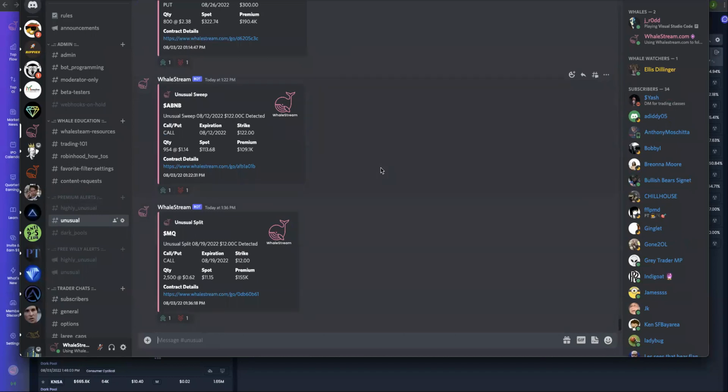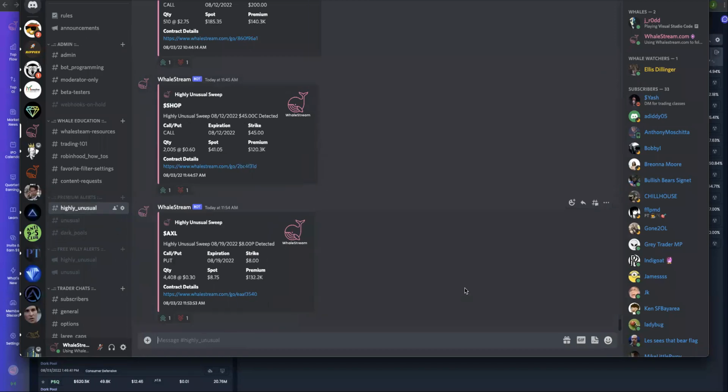And then we have unusual as well, which is very, very similar to the highly unusual, except it has slightly less strict parameters, which is why it's unusual. And then we have much more strict versions of those parameters, which makes it highly unusual. There are a lot more unusual orders that come in throughout the day, but they actually do perform in a similar manner as well.